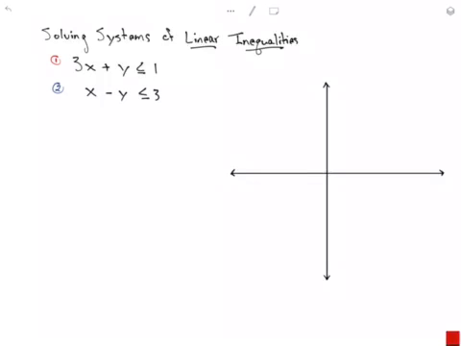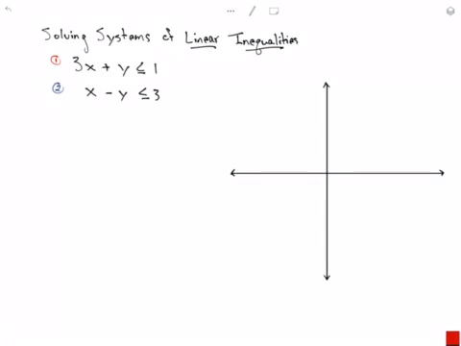So what we're going to do is graph each one of these lines one at a time. You'll notice that I have my first line labeled as number 1 and my second line labeled as number 2, and I'm going to do these in 2 different colors so you can keep track of what's going on here. I am going to solve and shade each one of these one at a time.